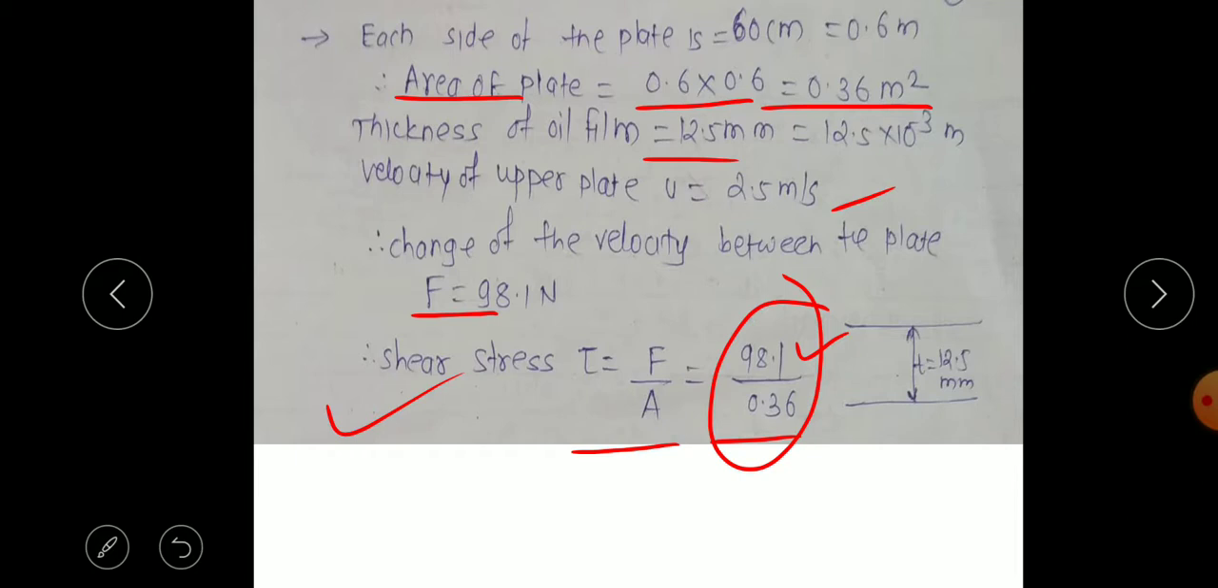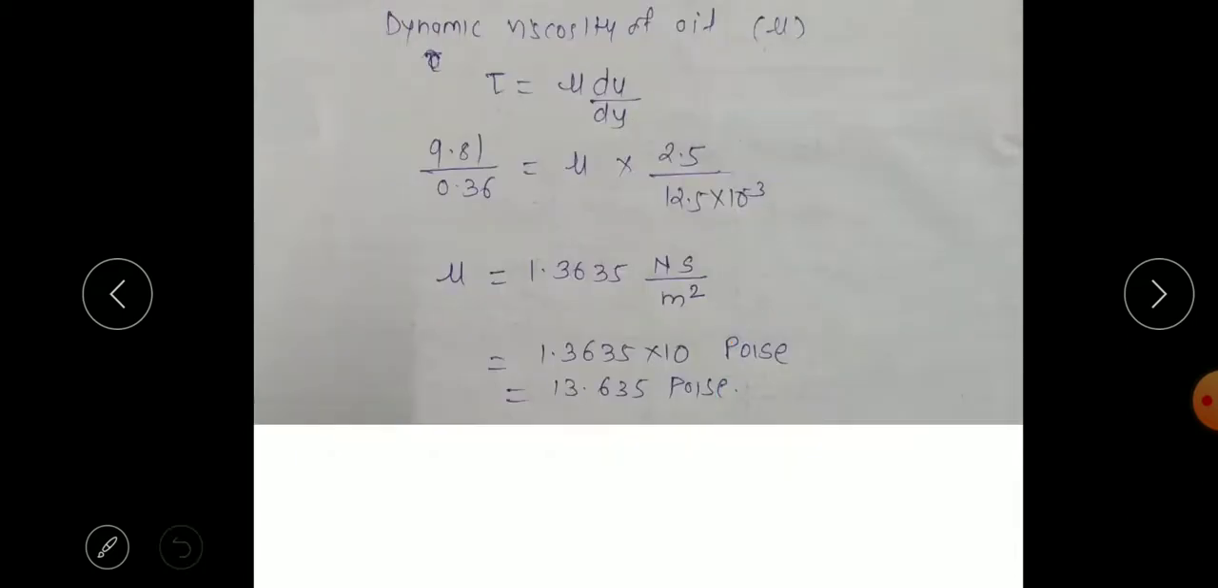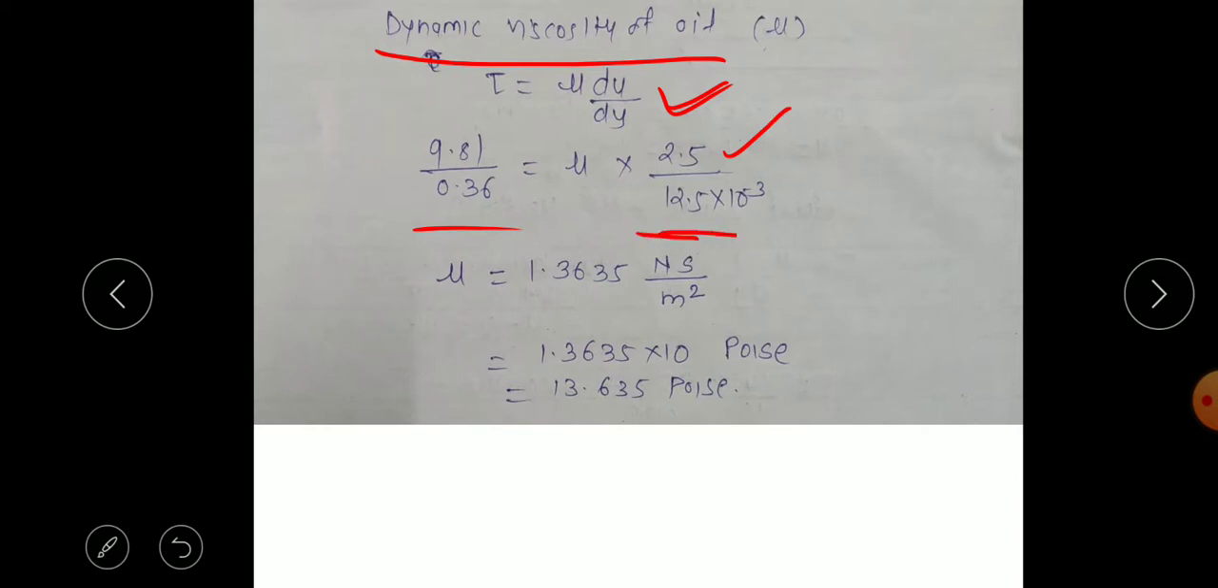98.1 upon 0.36. So dynamic viscosity we have to find out. We know tau is equal to mu du by dy. So already we have considered tau is equal to 98.1 upon 0.36. Du, the change in velocity, is 2.5 and the thickness is 12.5 mm. So we convert into meter, 12.5 into 10 raised to minus 3.